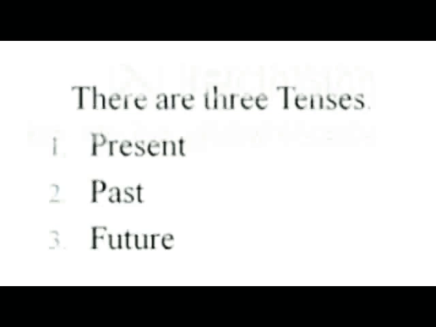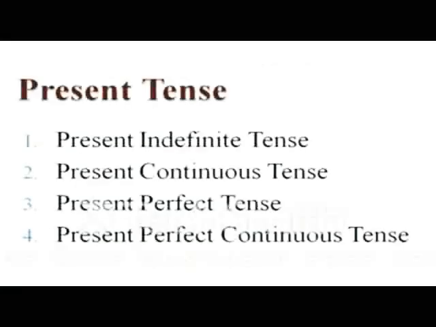We will start our tenses. So how many tenses are there? There are three tenses. The first is present tense, second past, and then future. Further, we divide all these tenses into four categories, like indefinite, continuous, perfect, and perfect continuous. But first of all, we will do present tense.